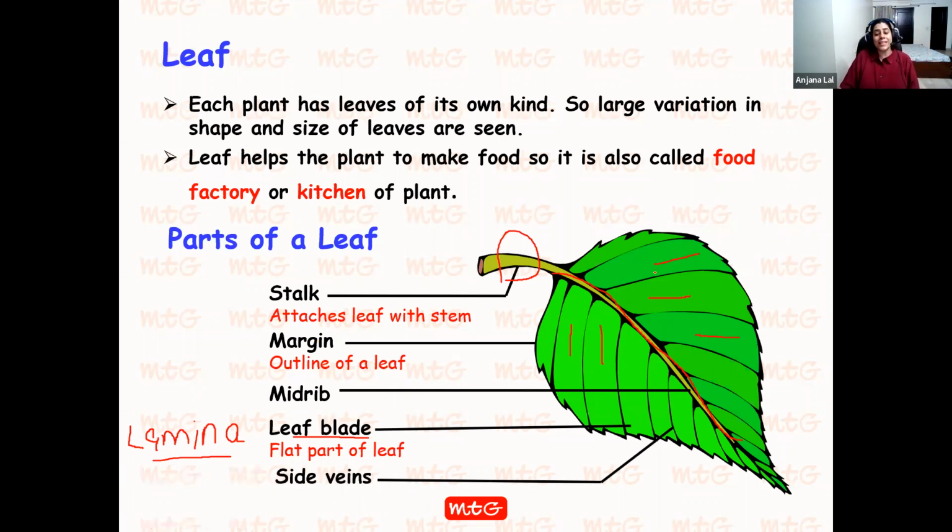Now, there are side veins. From the midrib, there are these side veins coming out. Now, what are the purpose of the side vein? Just to transport food and other nutrients. So the midrib gives the structure. This midrib gives the structure to the leaf, whereas the side veins help in transporting the water and different nutrients. Right? Clear?